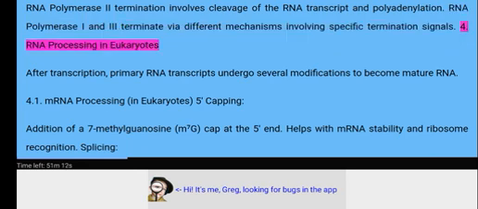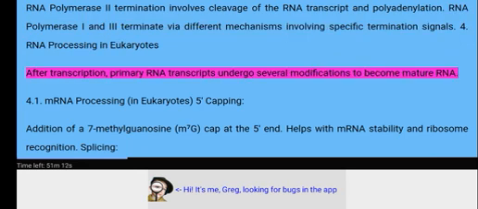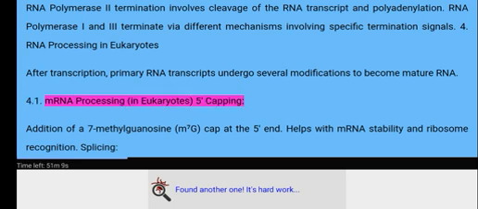4. RNA processing in eukaryotes. After transcription, primary RNA transcripts undergo several modifications to become mature RNA. 4.1. mRNA processing in eukaryotes. 5' capping: addition of a 7-methylguanosine, m7G, cap at the 5' end. This helps with mRNA stability and ribosome recognition.